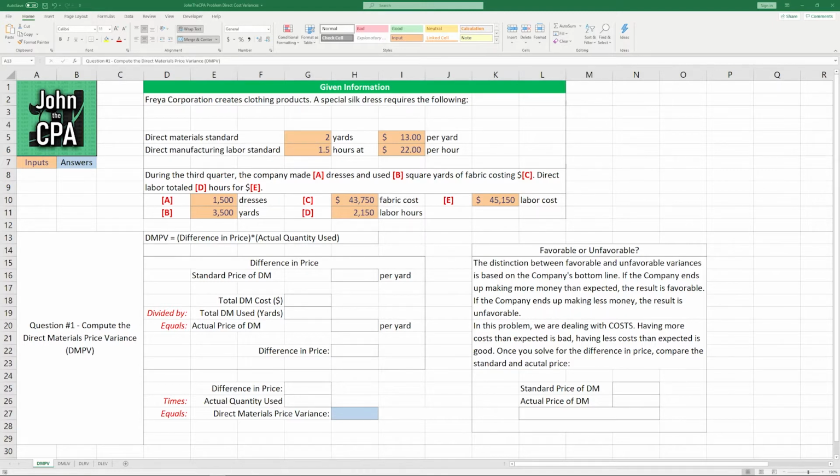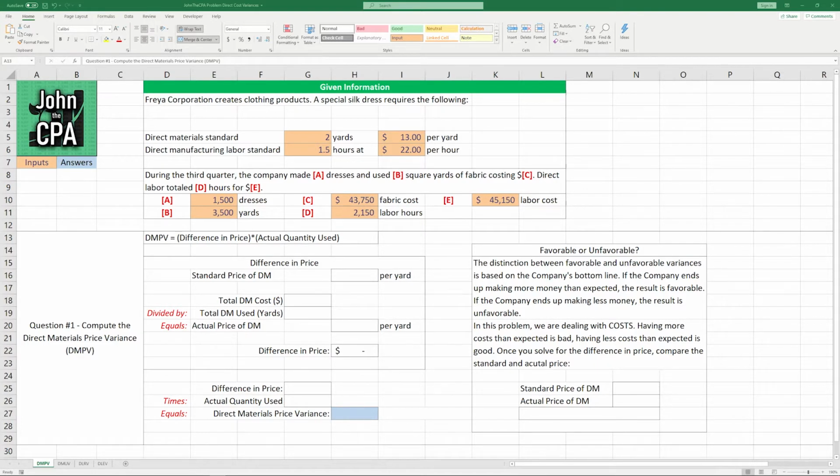And during the quarter, the company made 1,500 dresses and used 3,500 square yards of fabric costing $43,750. The labor hours totaled 2,150 and the labor cost was $45,150.